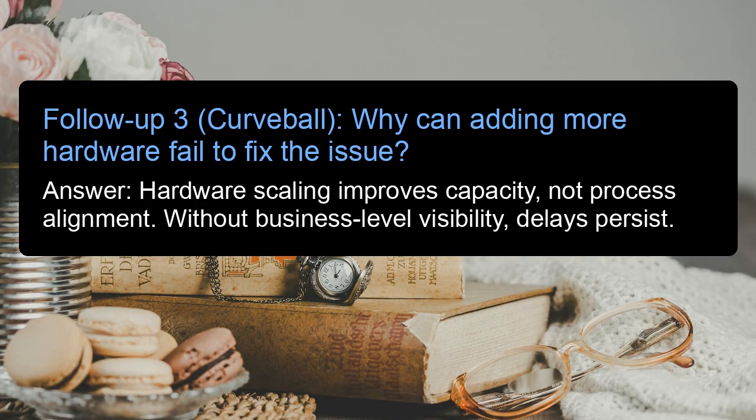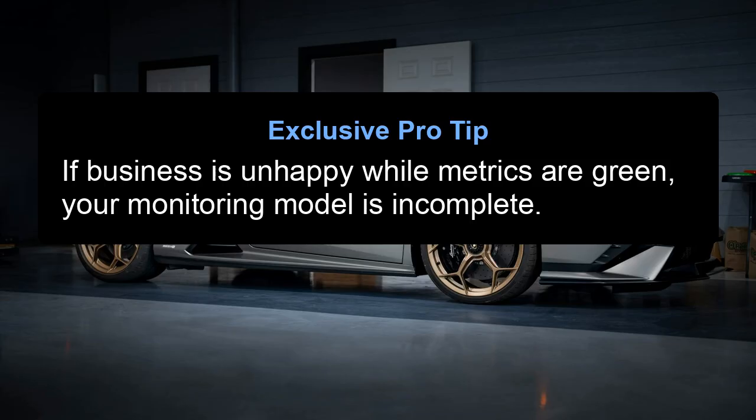Follow-up 3. Curveball. Why can adding more hardware fail to fix the issue? Answer: hardware scaling improves capacity, not process alignment. Without business-level visibility, delays persist. Exclusive pro tip: if business is unhappy while metrics are green, your monitoring model is incomplete.